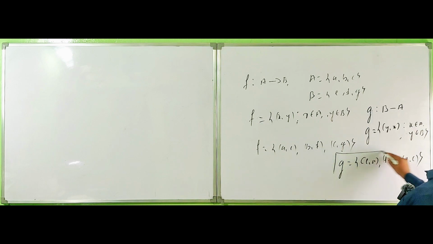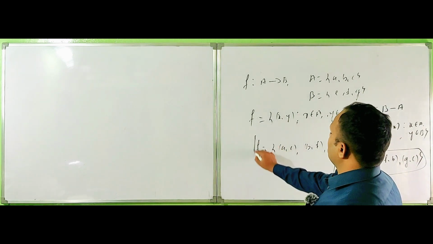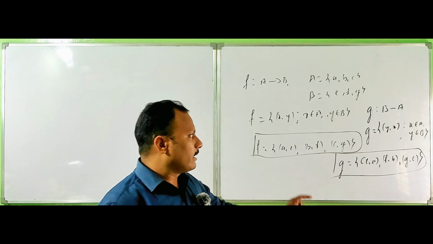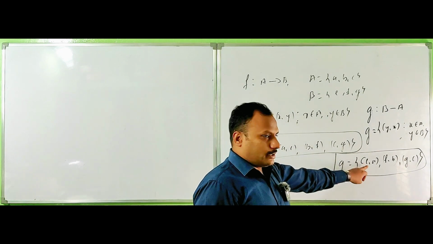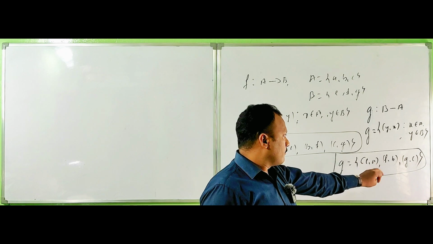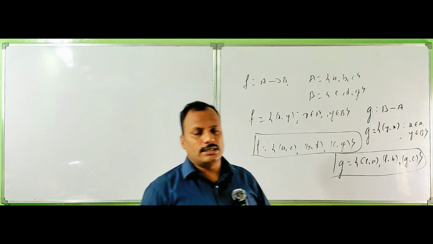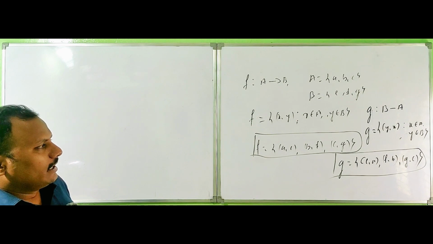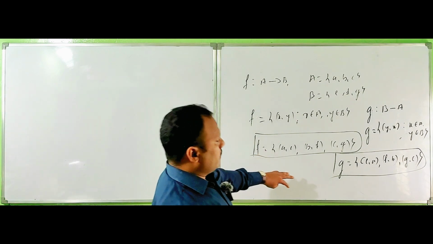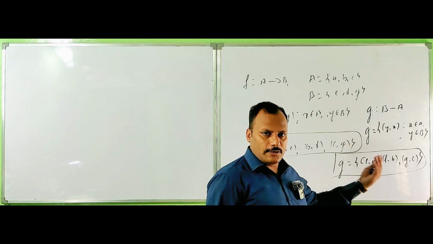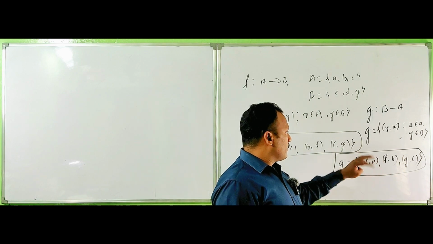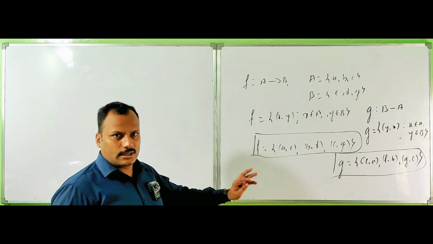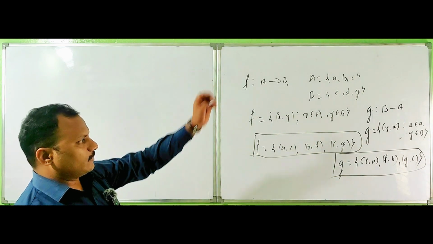Just focus on the types of elements, the pattern of elements in F and G. Just see the pattern, okay? The pattern is (a, e) and (e, a), (b, f) and (f, b), (c, g) and (g, c), right? So these are inverses. (a, e) and (e, a) are inverse, (b, f) and (f, b) are inverse, and (c, g) and (g, c) are inverse elements. Inverse elements.